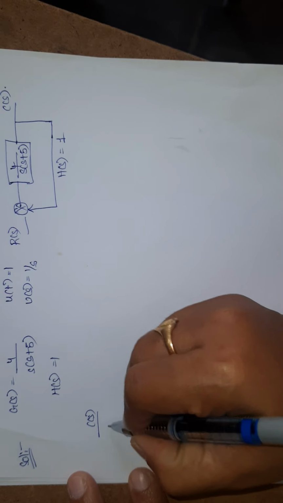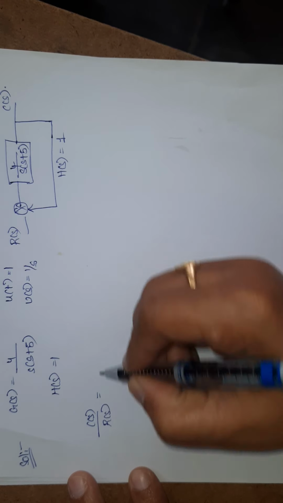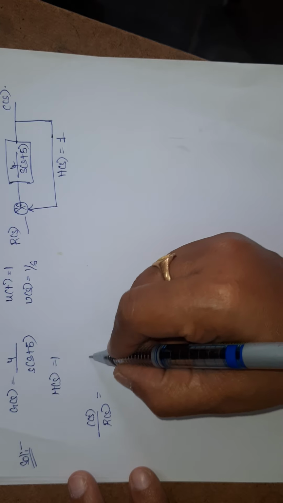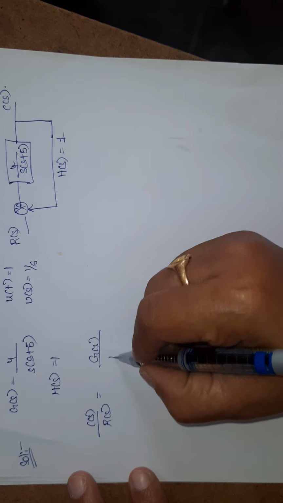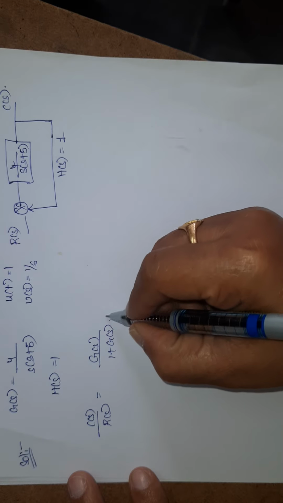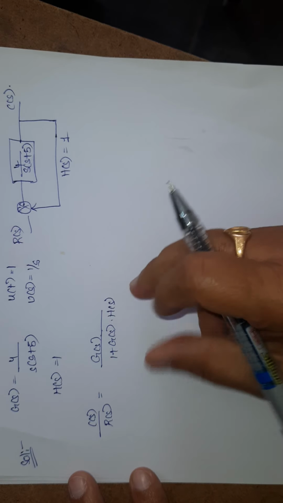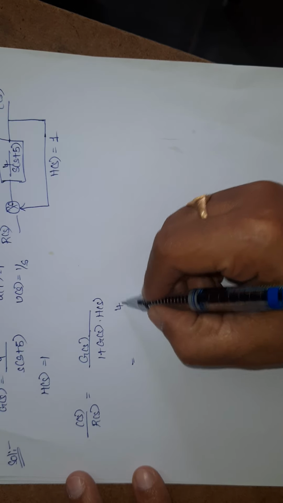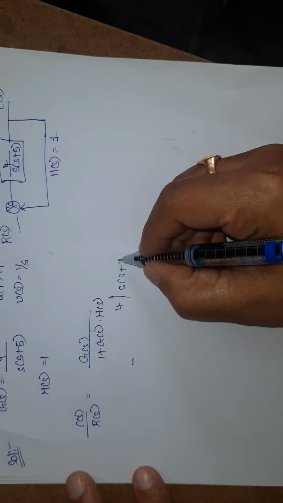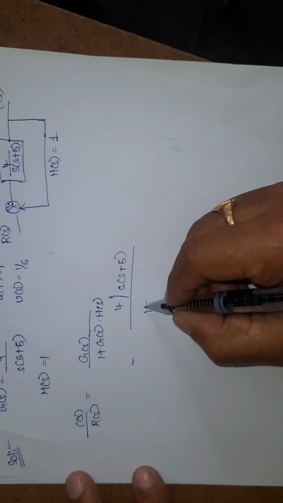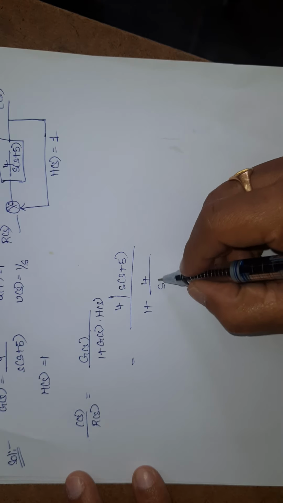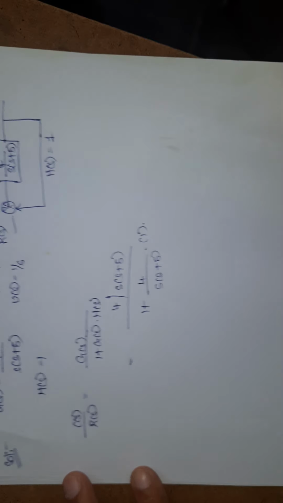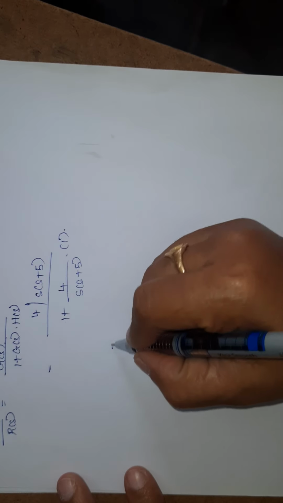Okay, so here C of s by R of s. What is the transfer function of closed loop system? It is G of s by 1 plus G of s H of s. It is the transfer function for the closed loop system. So what is G of s? 4 by s into s plus 5 divided by 1 plus 4 by s into s plus 5. And what is H of s? It is 1. Now simplify this one.